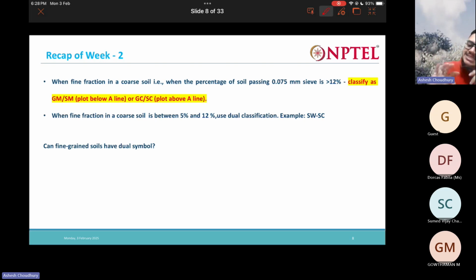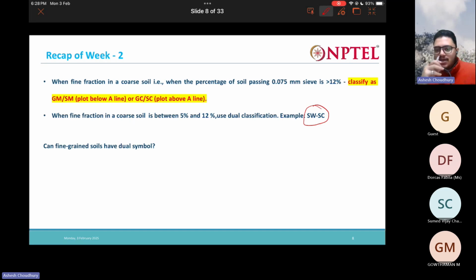It is such as SW-SC, well graded sand, clayey sand, or well graded, poorly graded sand, clayey sand, something like that. So for dual classification, one example is given. So dual classification we can have. Okay, now the question is, can fine grained soils have dual symbols?